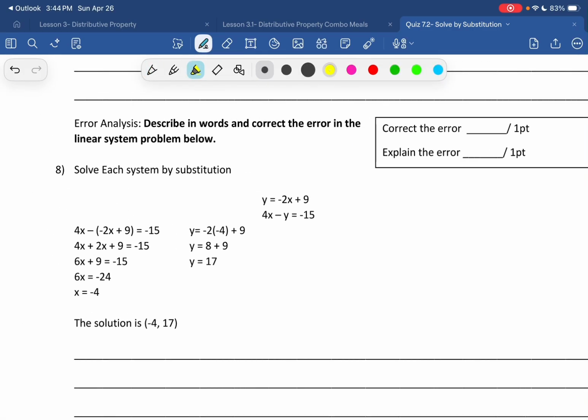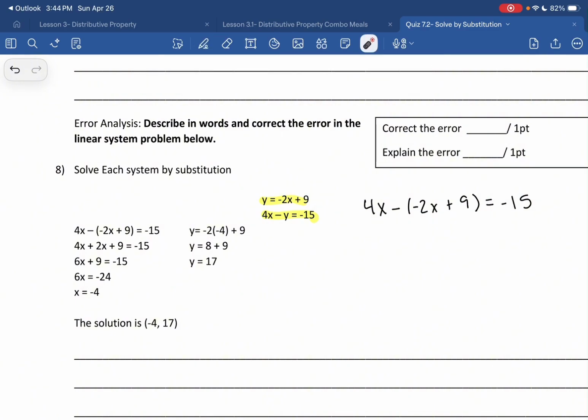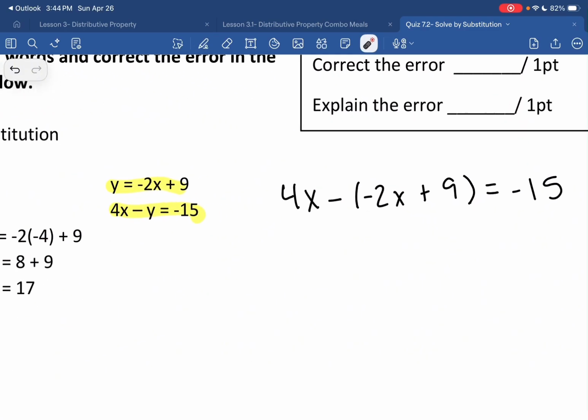Okay, we have 2 equations again. And one of them already says y equals. So we're going to show our correct work. We're going to plug in negative 2x plus 9 for y. So I have 4x minus, the value for y is negative 2x plus 9, equals negative 15.